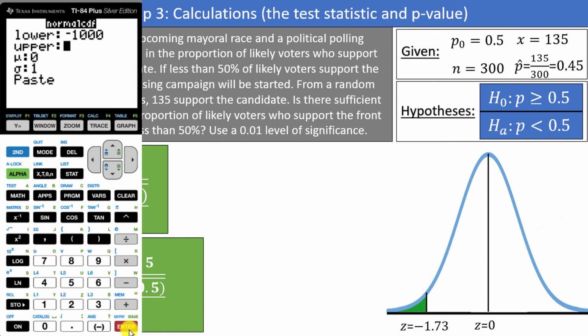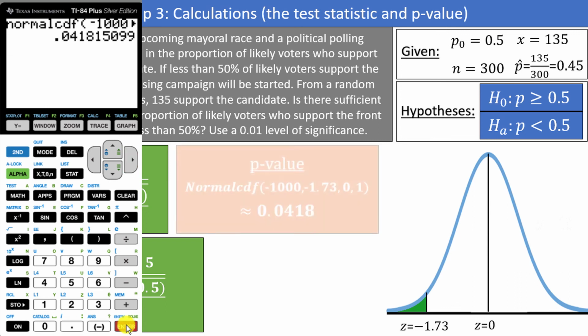The upper bound is our test statistic of negative 1.73. Leave the mean at 0 and the standard deviation at 1 for the standard normal z distribution. Scroll down and paste. On a TI-83 calculator, match this output. Normal CDF, negative 1,000, negative 1.73, 0, 1. Press enter, and we have the p-value, which is 0.0418.